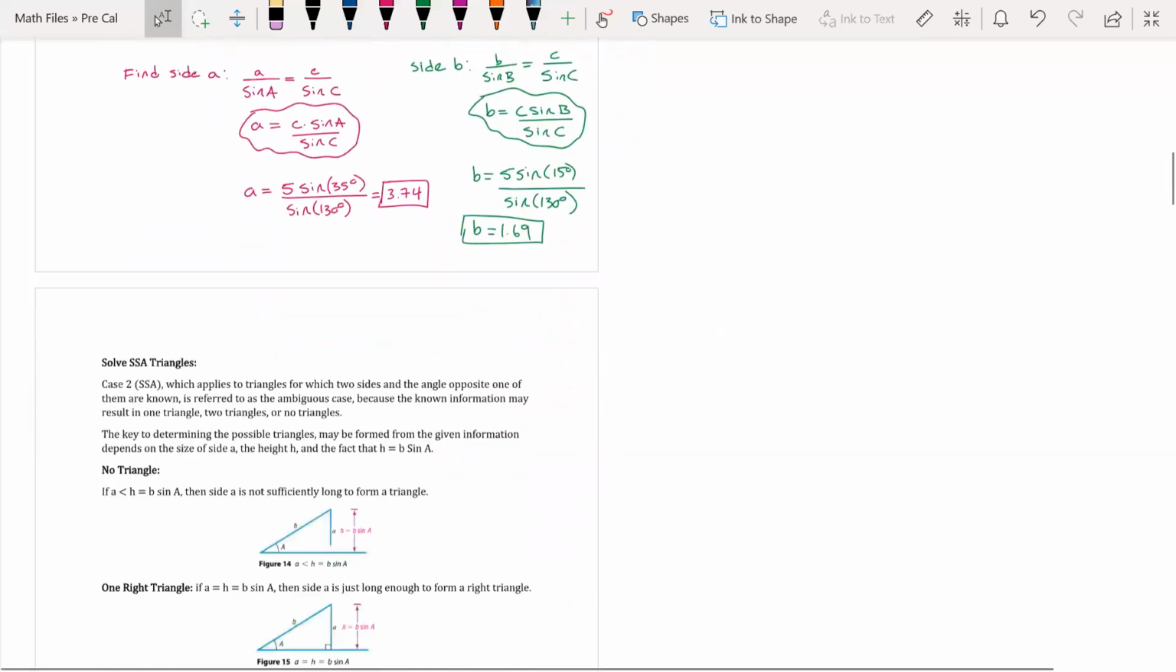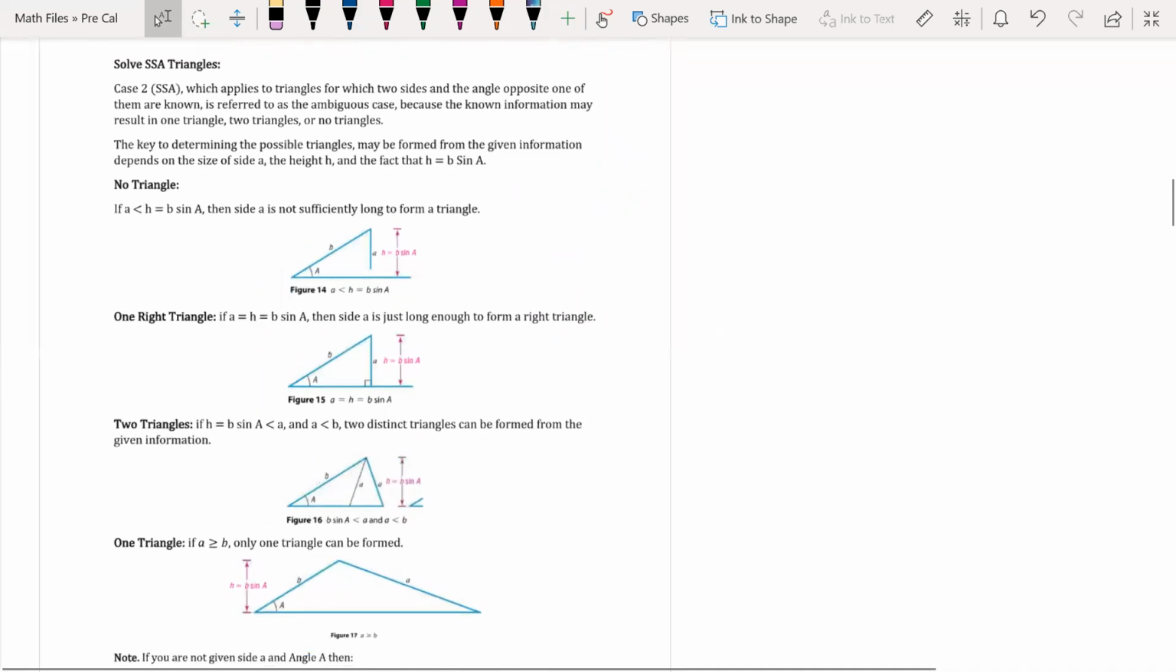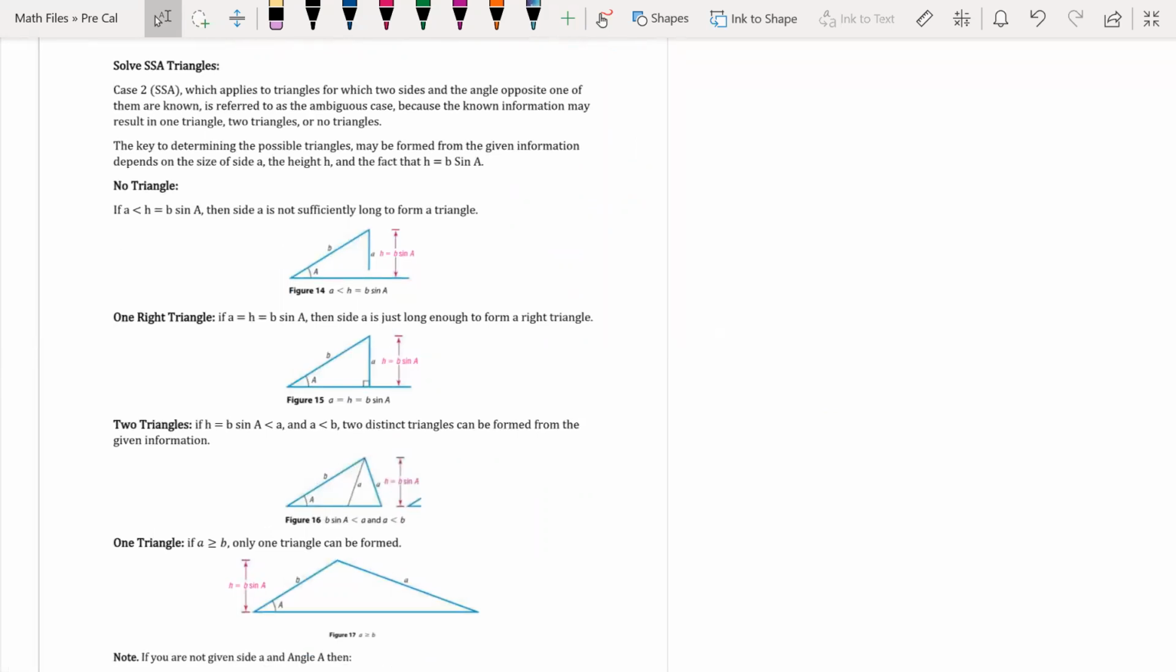Now, on to case 2 for side-side angle triangles. Case 2 has 4 subcases in it. So this applies to triangles for which 2 sides and the angle opposite one of them are known. This is referred to as the ambiguous case because the known information may result in 1 triangle, 2 triangles, or no triangles. The key to determining the possible triangles that may be formed from the given information depends on the size of side A, the height h, and the fact that height is equal to b times the sine of A. All right.